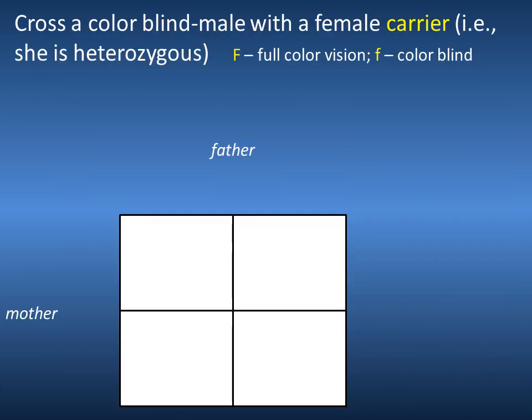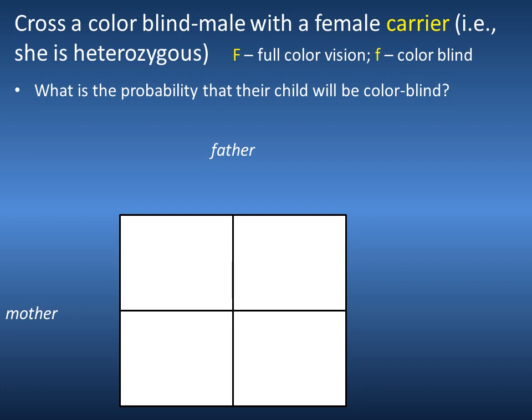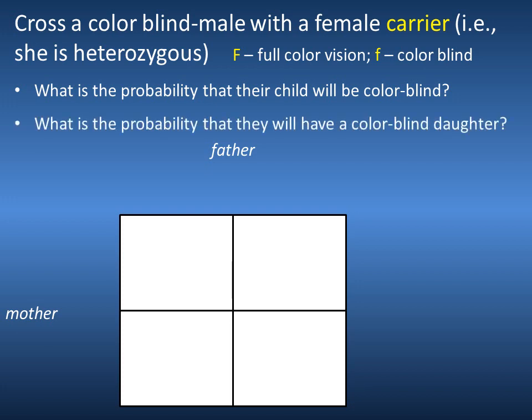So I want you to pause the video in a moment after I pose a couple of questions related to this. Cross a colorblind male with a female carrier. Now, carrier is just a word we use for a heterozygous person, carrying the trait but not expressing it. Use the capital and lowercase f to denote full color vision and color blindness respectively. And after you do the cross, answer the following questions. What is the probability that the child will be colorblind after a cross between these two individuals? And then what is the probability that they will have a colorblind daughter? So go ahead and pause the video now and work this out.